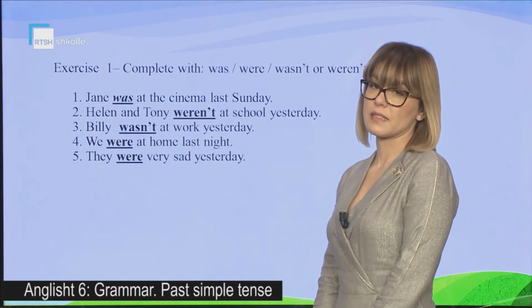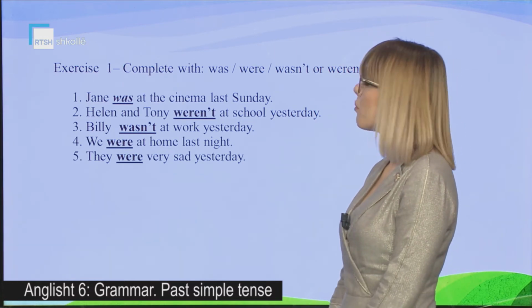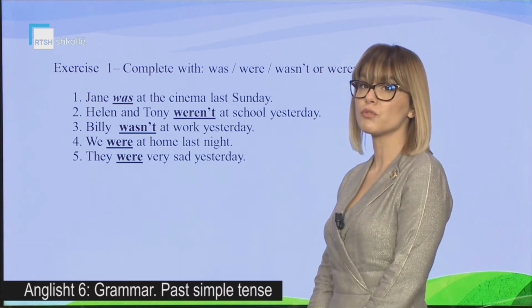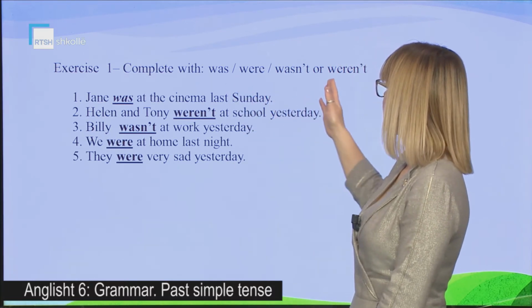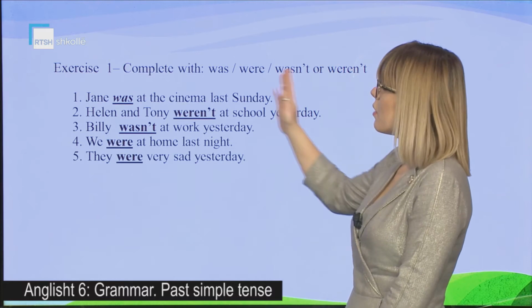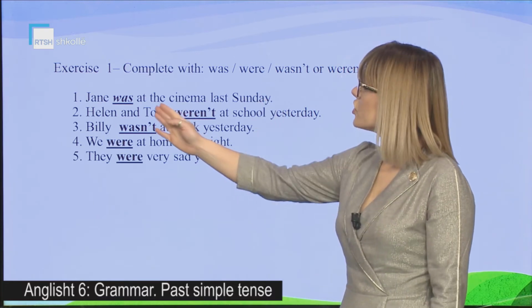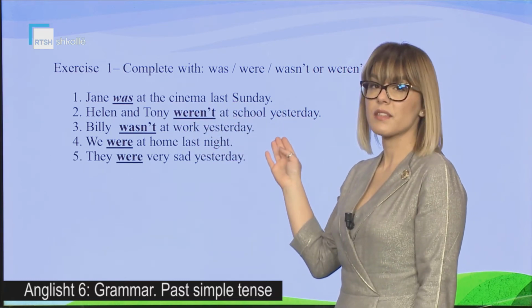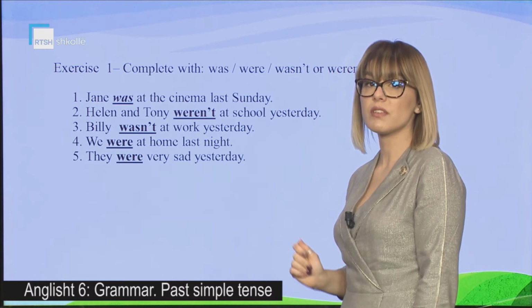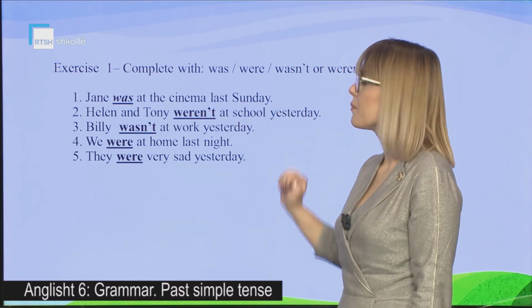The first exercise is related to grammar, so we have the past form of verb to be. We have was, were, wasn't or weren't. Now let's complete the exercise together. Jane was at the cinema last Sunday. It means that the action happened in the past, in our case, last Sunday.